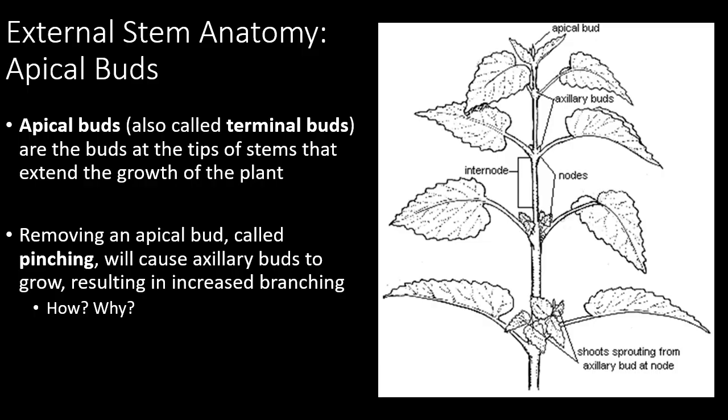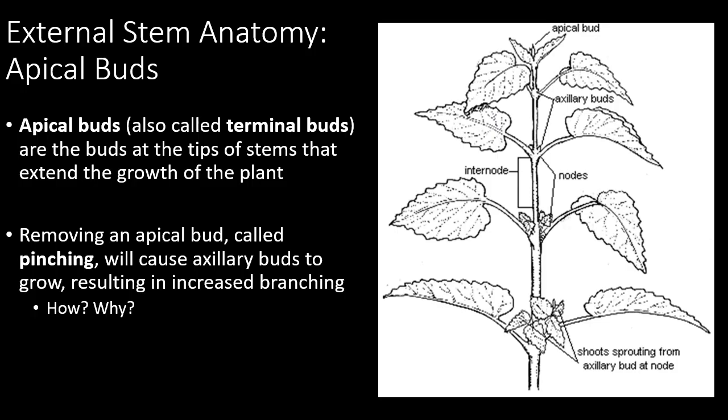So the apical or terminal bud is the bud at the end of the stem. And the word apical comes from the same root word as apex, which means the tip or the top. So like an apex predator is at the very top of a food chain or the food pyramid. So apical buds, terminal buds, those are synonyms. They're just the buds at the tips of the stem, and they extend the growth of the plant.